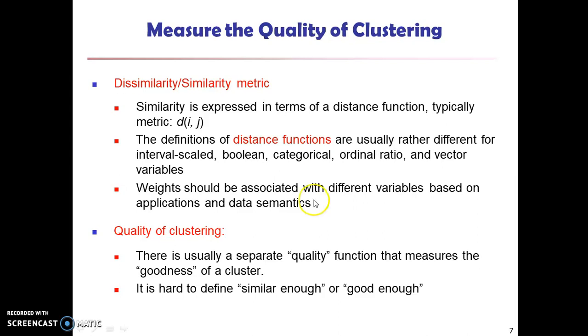So we have a number of data points. Each and every data point will be associated with some weight. So based on the weight, these data points will be identified and clustered. Then, quality of clustering: there is usually a separate quality function that measures the goodness of the cluster. For each and every clustering process, there is one separate function which will help you to evaluate the quality of the cluster. It is hard to define similar enough or good enough.